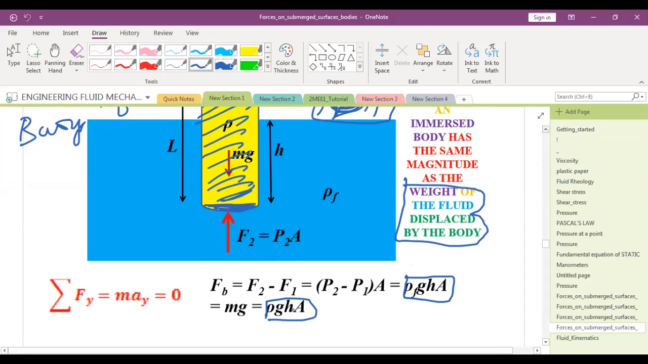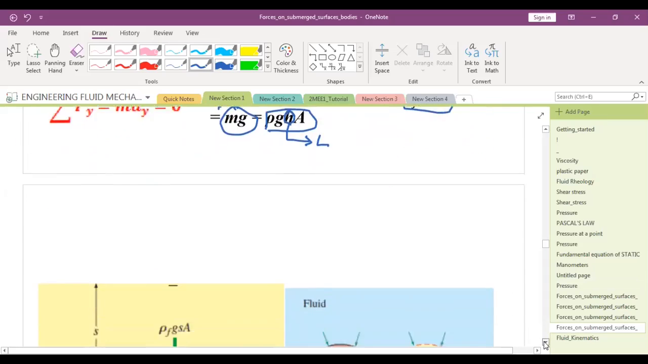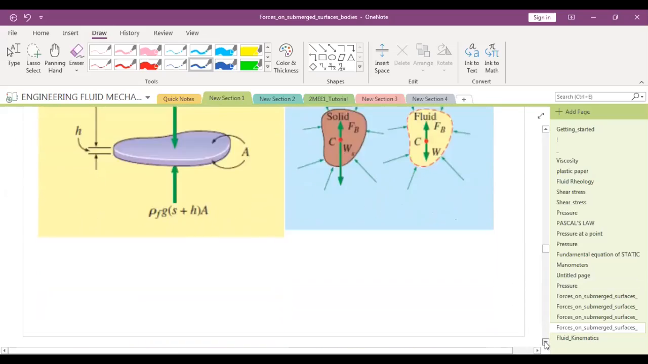What should be here instead of h? Any clear? Yes sir. Because this mg is the mass of the cylinder, and the cylinder is of length L, not h, and this is balanced by rho f, that is rho of the fluid, into g into h into A. So this is what we discovered.